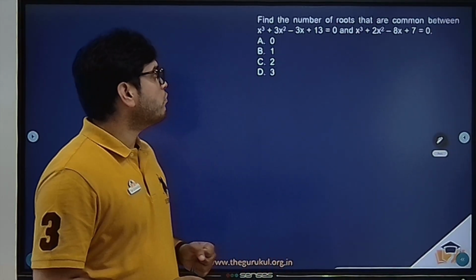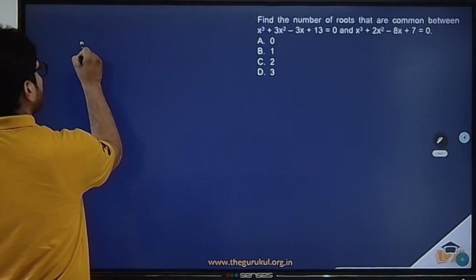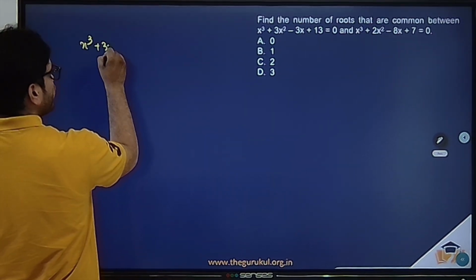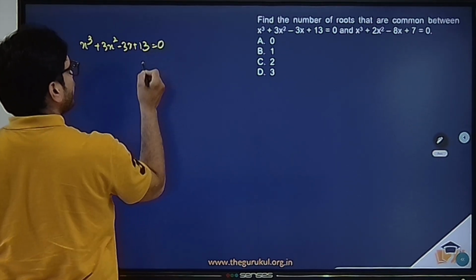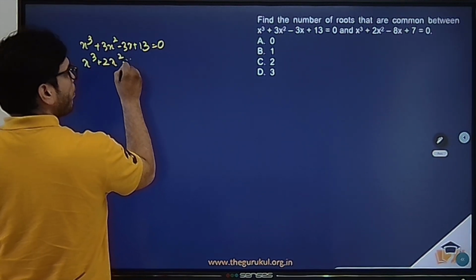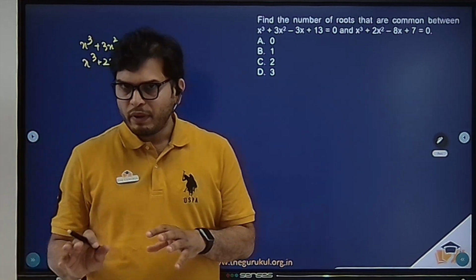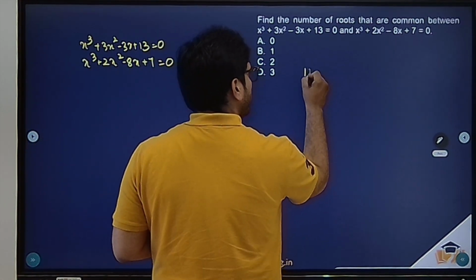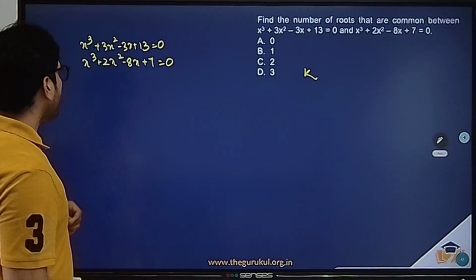Now coming to the second question. Find the number of roots that are common between x cube plus 3x square minus 3x plus 13 is equal to 0 and x cube plus 2x square minus 8x plus 7 is equal to 0. Now let me consider the common root to be k. Now let k be the common root which is common to both these polynomials.